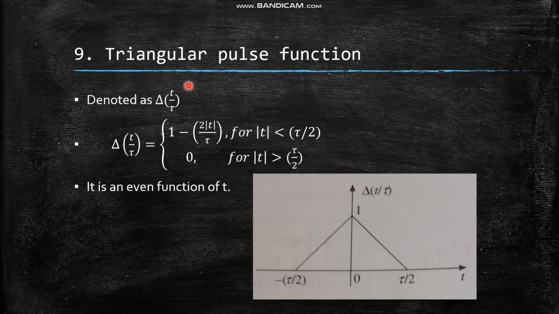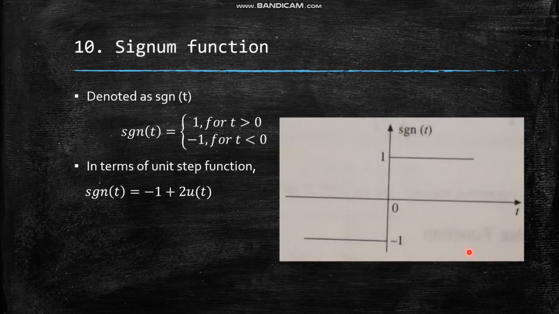Next is a triangular pulse function. It is denoted like this. The triangular pulse function of t by tau is 1 minus 2 modulus of t by tau for modulus of t less than tau by 2 and 0 for modulus of t greater than tau by 2. Here the y-axis is triangular function of t by tau and the x-axis is time. The 2 points are represented as minus tau by 2 and tau by 2. This is also an even function of t because it is symmetric about the y-axis.